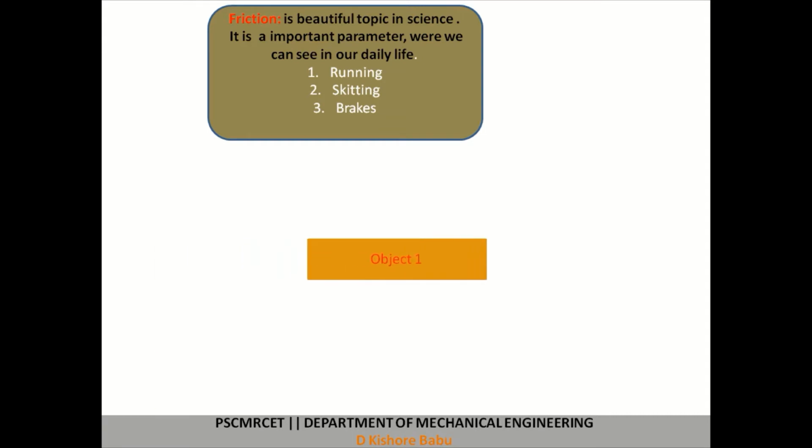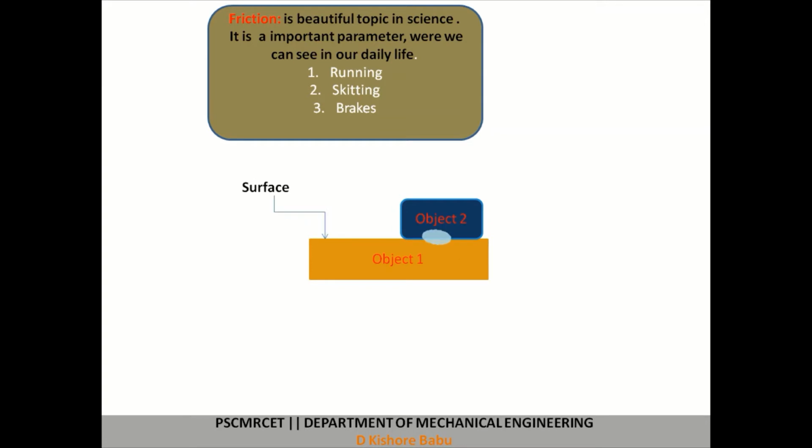Consider object 1 and object 2. Here object 2 moves over object 1. Whenever the surface of object 2 slides over the surface of object 1, it experiences a force called frictional force. What is this frictional force? This frictional force is opposite to the direction of motion of the body, and we call it friction. But here the question is how friction develops. Let's see.